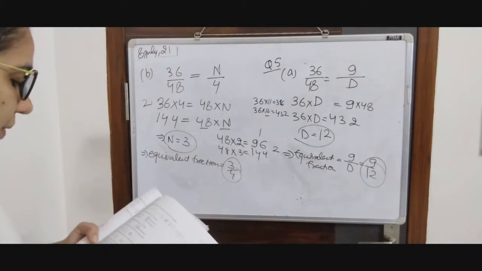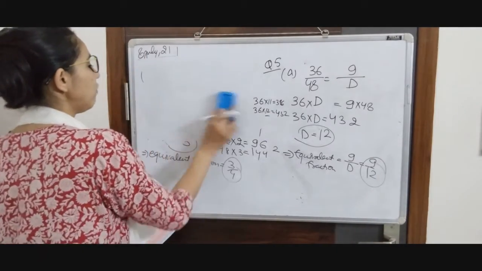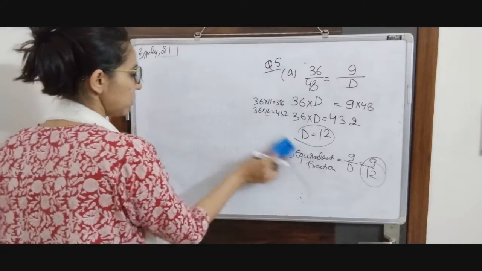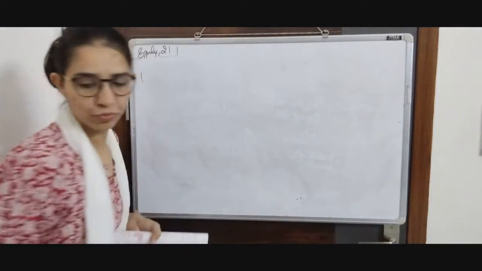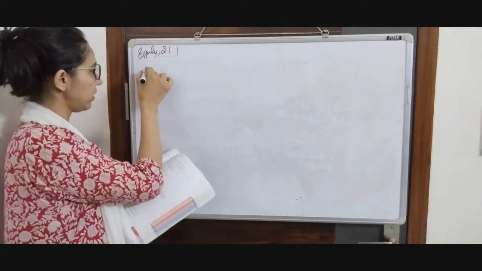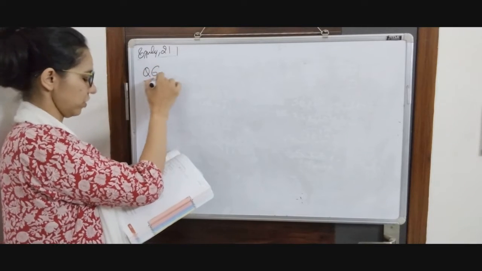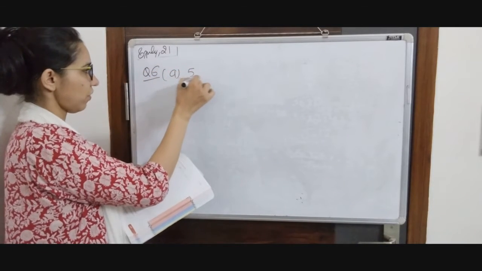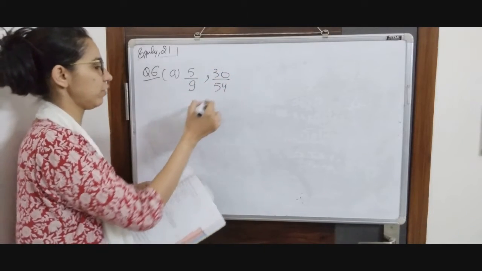Next is question number 6. Check whether the given fractions are equivalent or not. We will cross multiply and check the numbers are same or not. If the numbers are same, after cross multiplication of both the sides, it means they are equivalent, and if not, they are not equivalent. So 6A, first part 5 by 9 and 30 by 54.